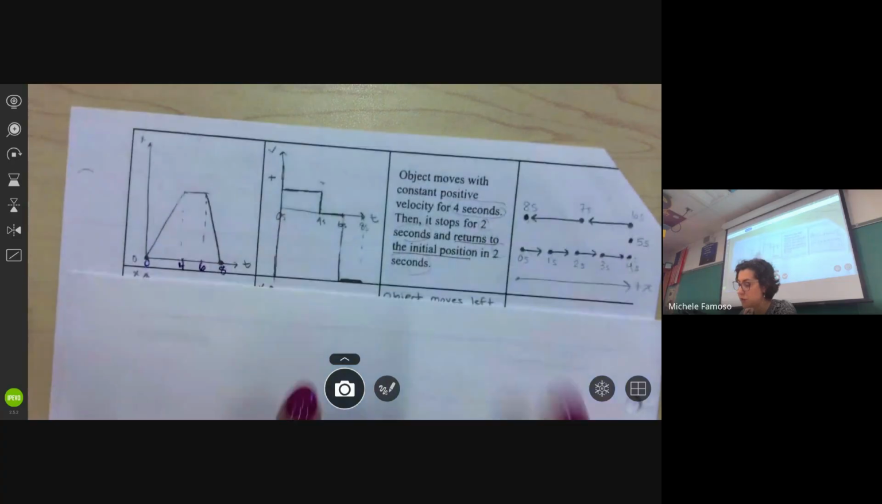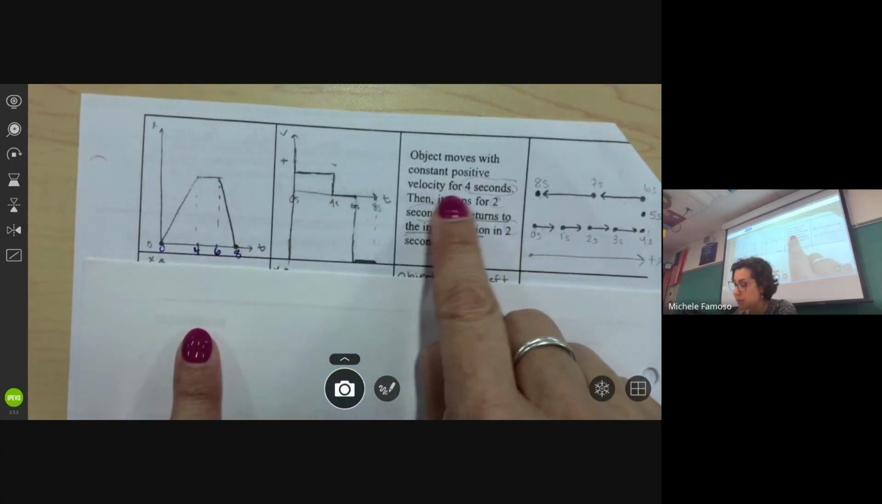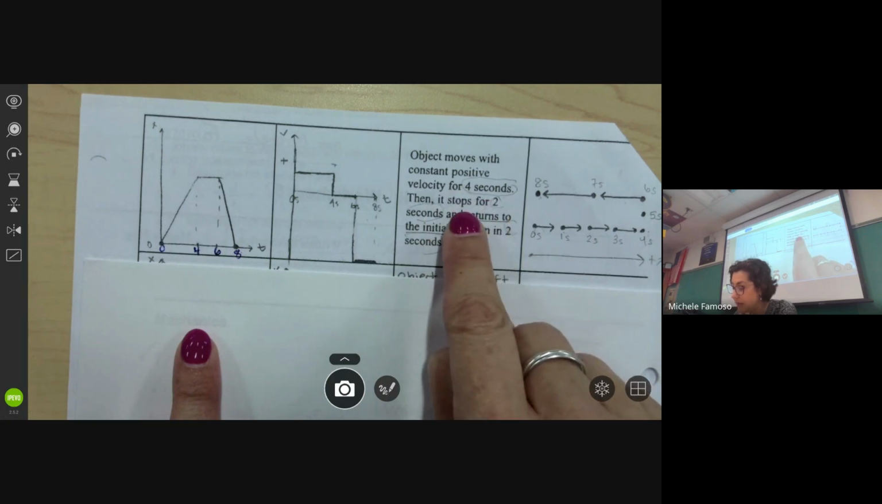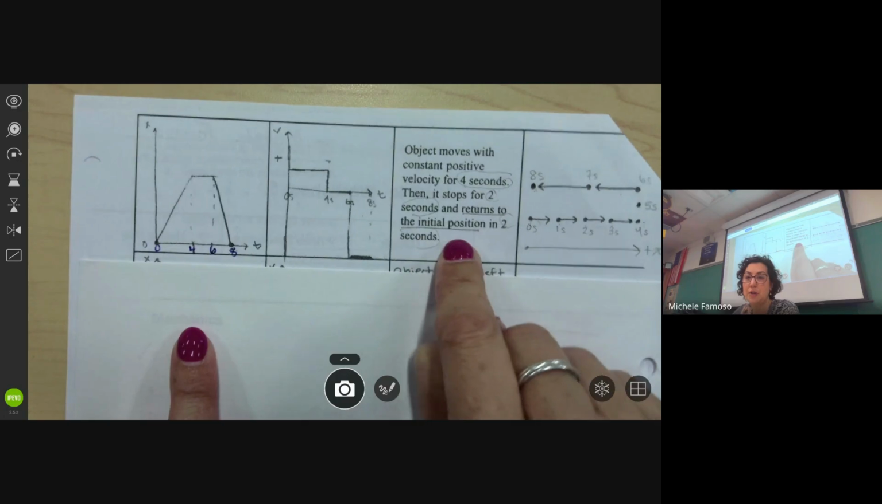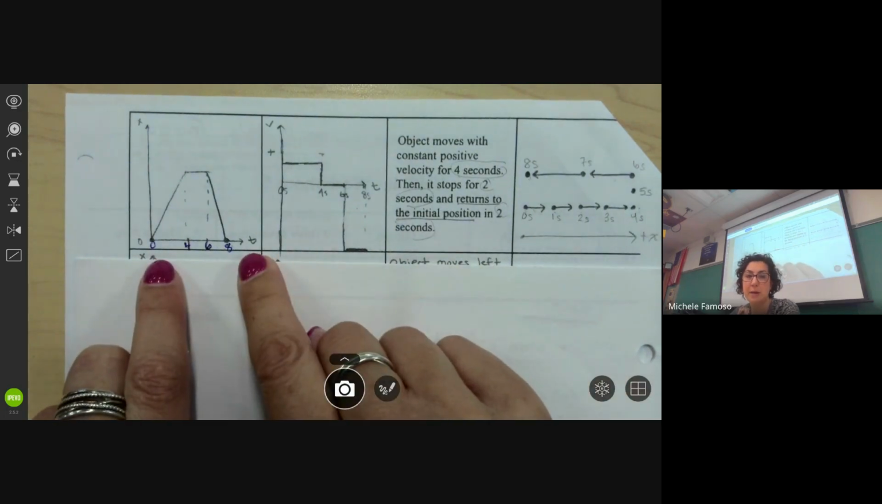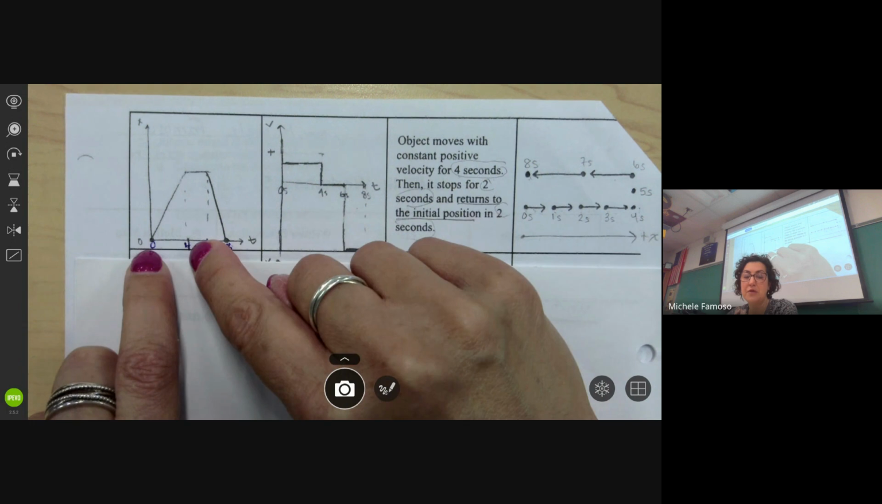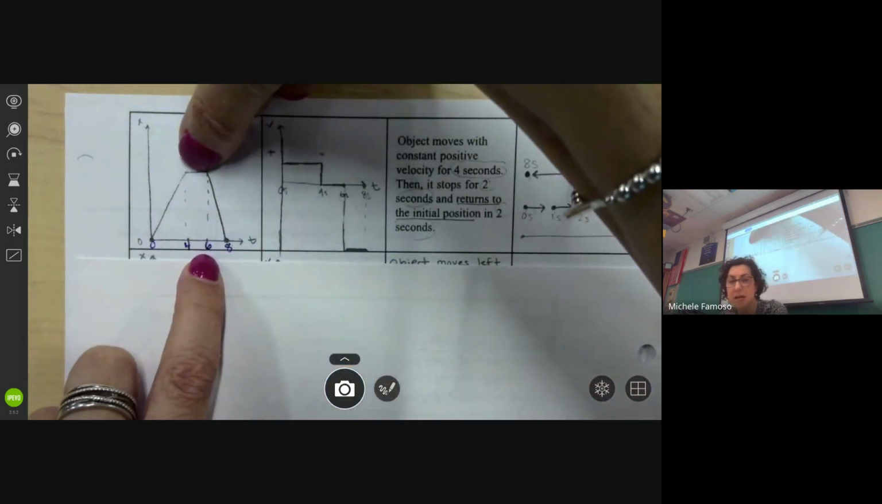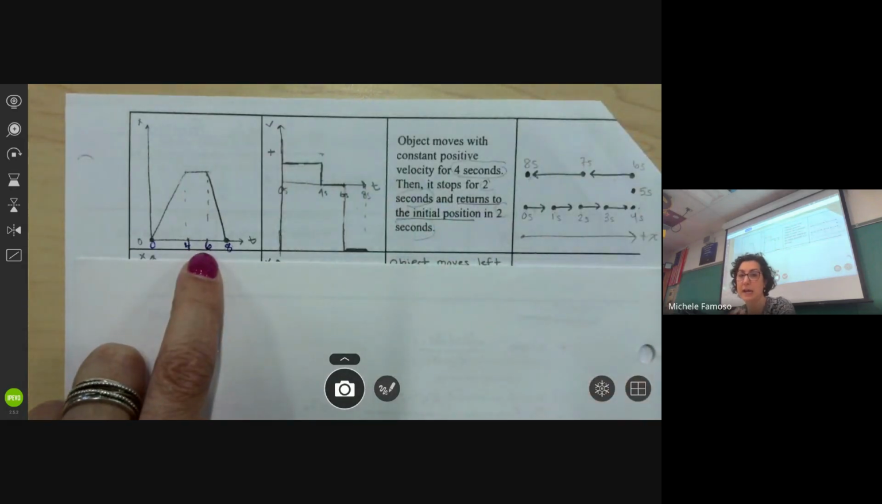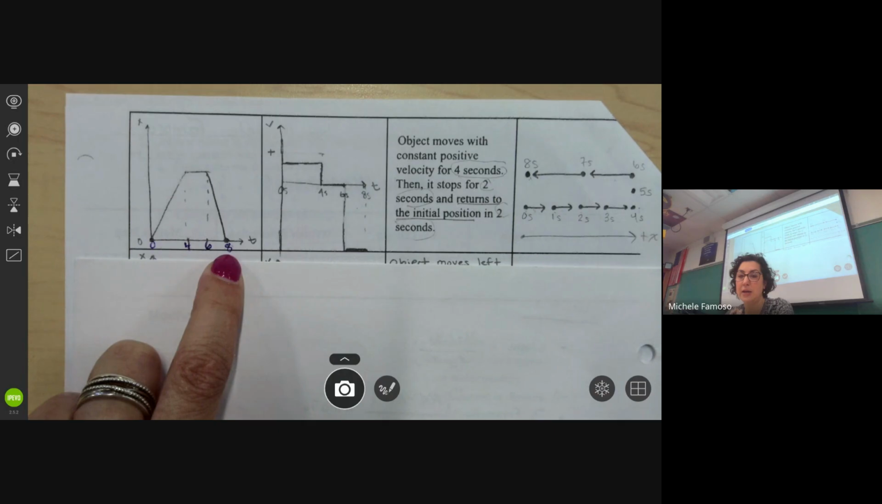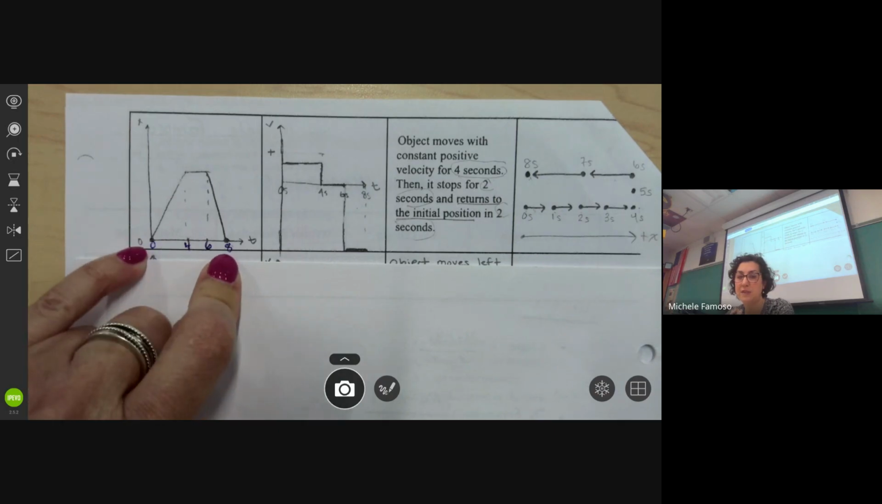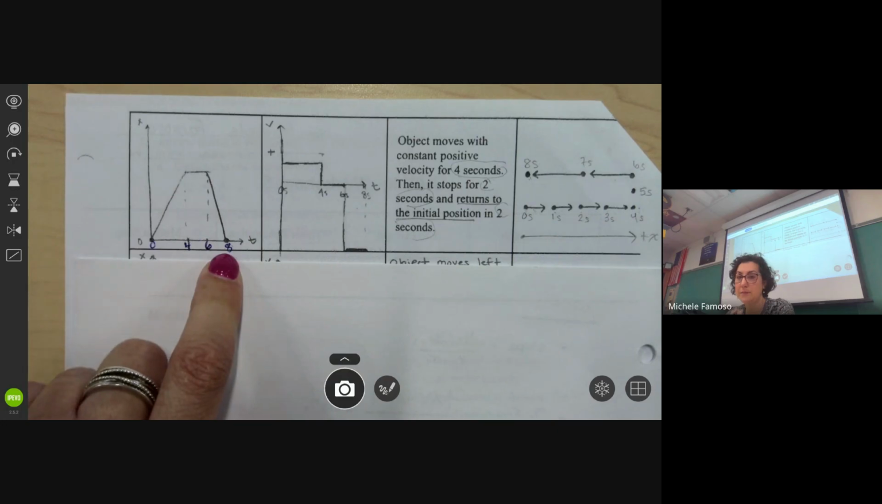All right, let's go to the next page. These I gave you the descriptions. So on this first one, we have to show something traveling with a constant positive velocity for 4 seconds, then stopping for 2 seconds and returning to our initial position in 2 seconds. So let's start with our position time graph. I should have a positive slope diagonal line from 0 to 4 seconds. Then a horizontal line segment, which goes from 4 to 6 seconds. And then a negative slope diagonal line, bringing us back to the position of 0 at 8 seconds.